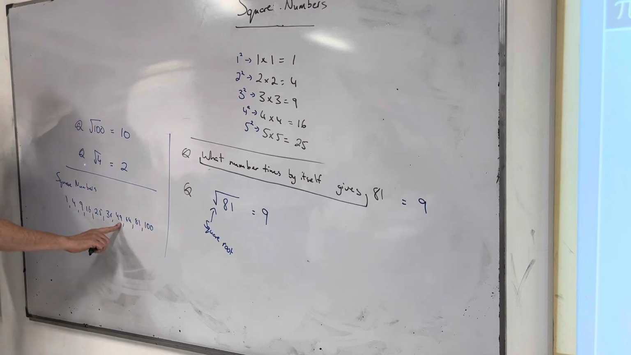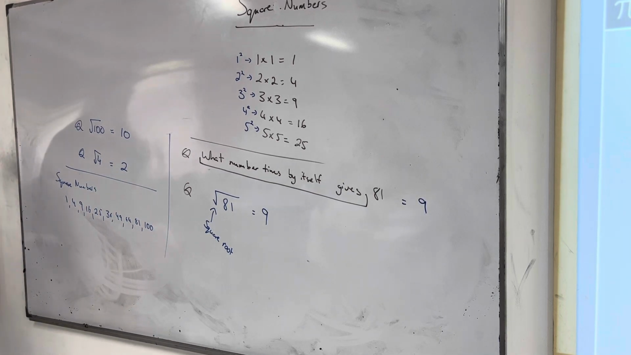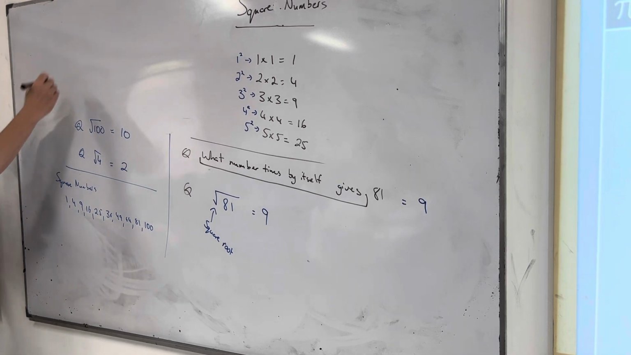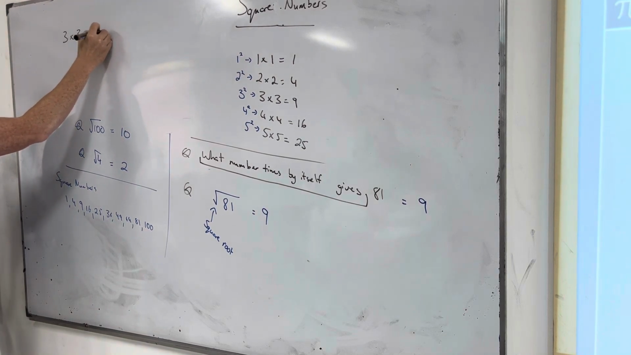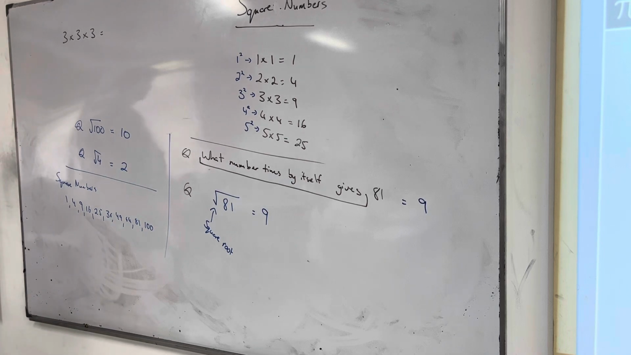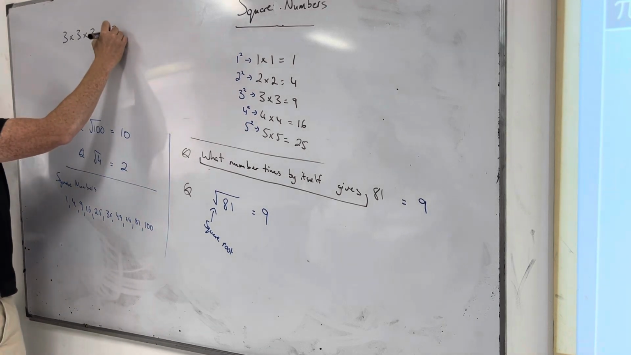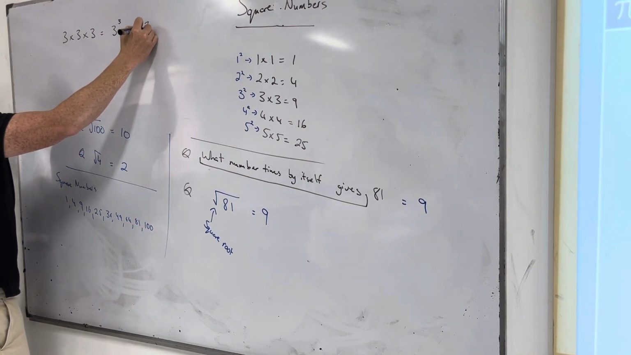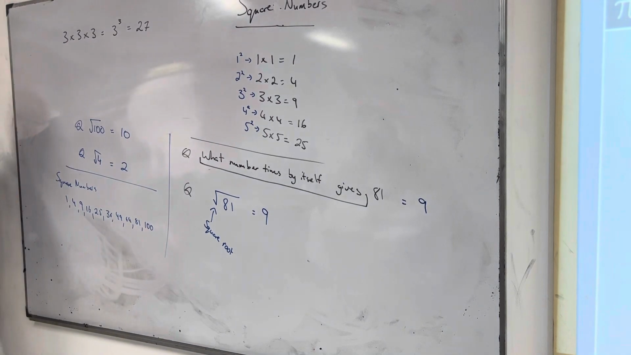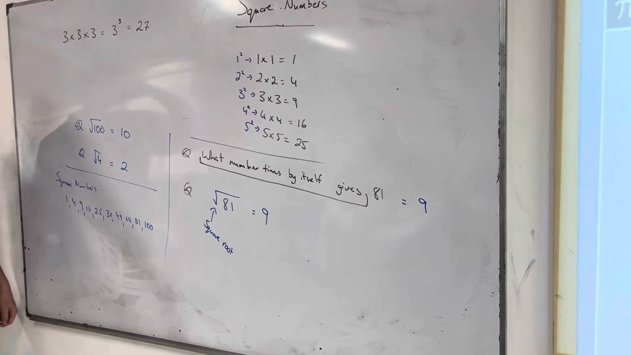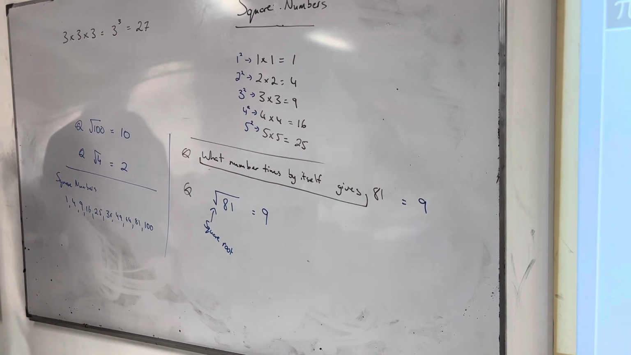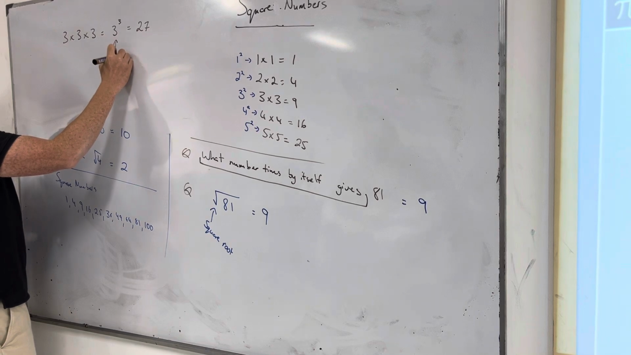What's the square root of 49? 7. Yeah. Okay. Here's another question. What's 3 times 3 times 3? 3 cubed. 3 to the power of 3, which is 27. Yes, 3 times 3 is 9 times 3 is 27. So when to the power of 2 is called squared, to the power of 3 is called cubed.